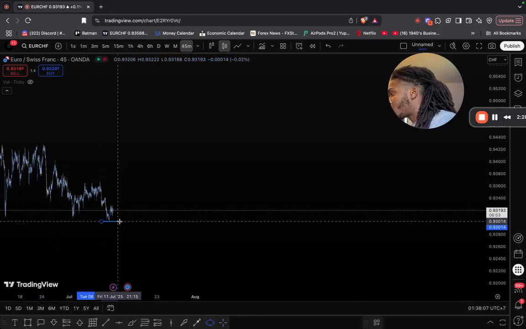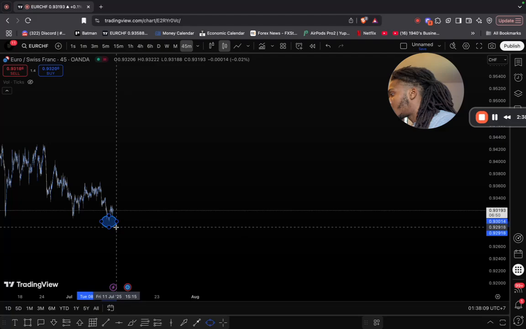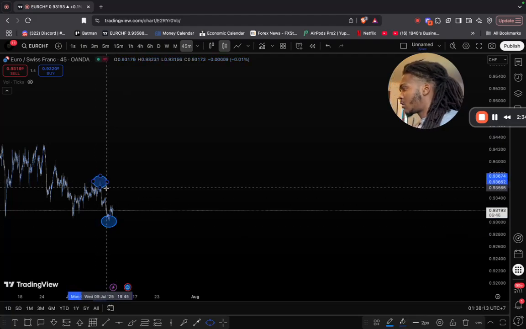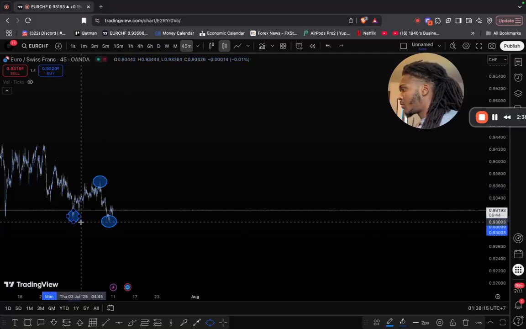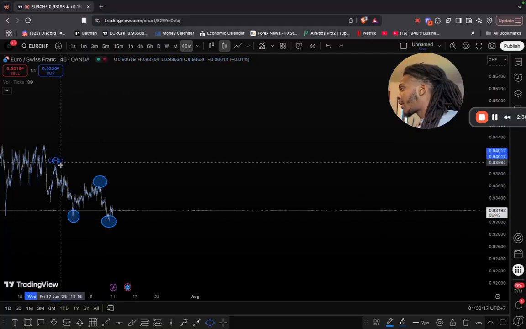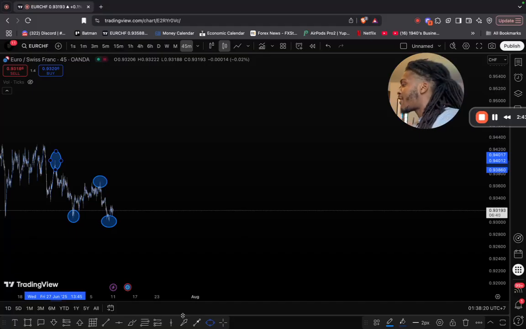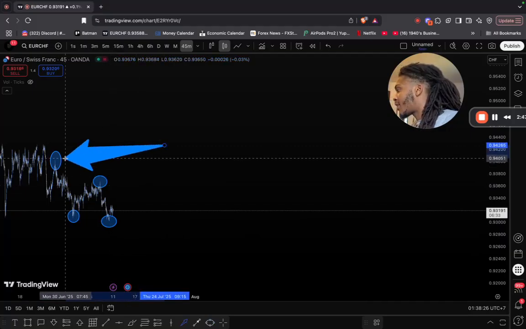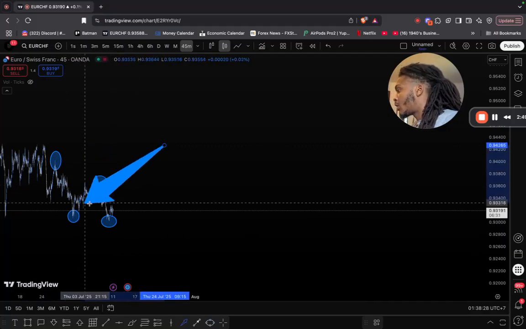My current low, my current high, low, high, and yeah, so I have four pieces of market structure. So I have a high here, previous high, low, and previous low.